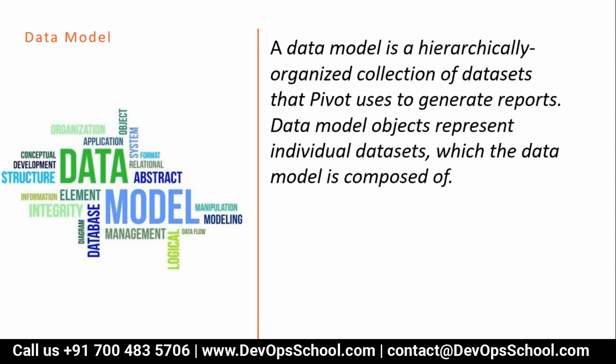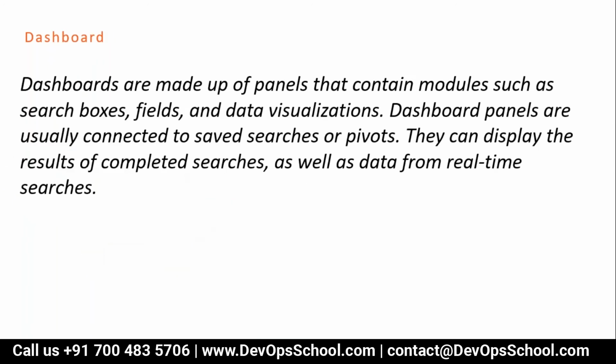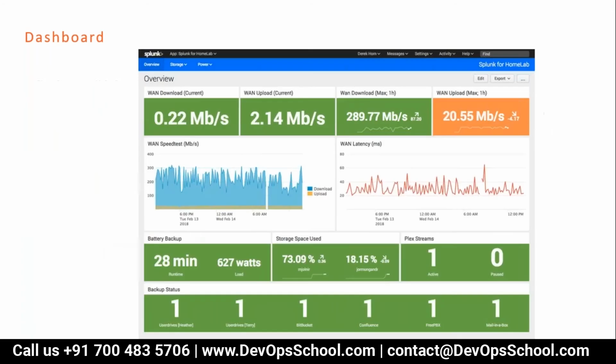Data model, I'll talk about it. Data models and pivots are interrelated. A data model is a hierarchically organized collection of datasets that a pivot uses to generate reports. Data model objects represent the individual datasets of which the data model is composed. So data model, I'll come back to it. I know that probably you might not understand data model and pivot completely, so I'll come back to this. I think the dashboard is something you understand. Look at this, so many pivots you have on this dashboard.